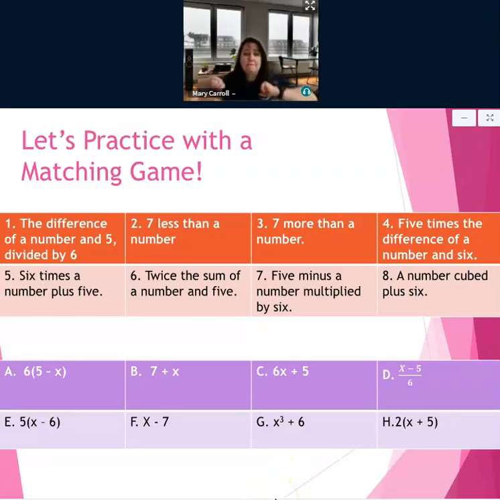Okay, we're going to play a matching game, okay? You're going to number your page 1 through 8, and I have A through H down below. You're going to now match up the words with the actual expression. So see how well you do. Just make sure you go backwards and look at those terms that we talked about.